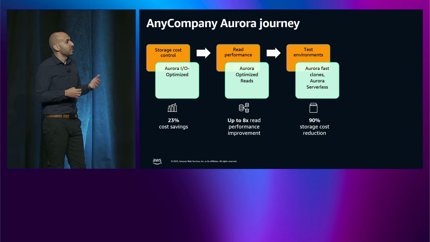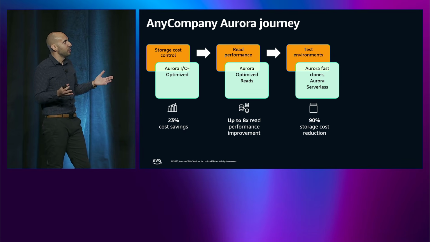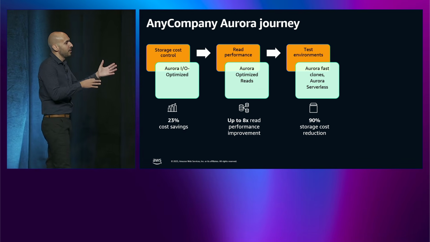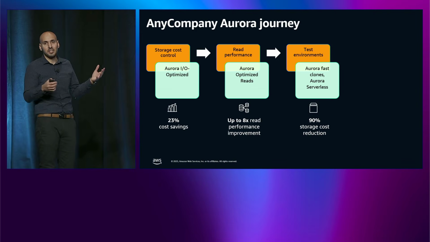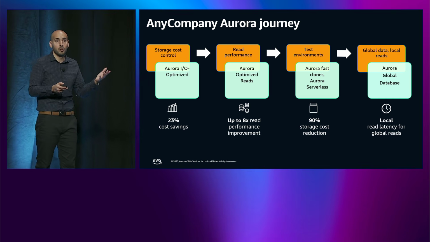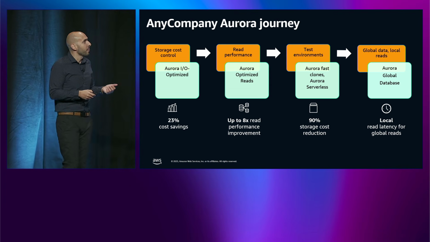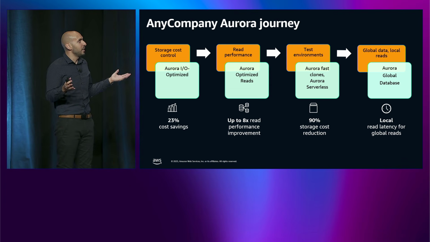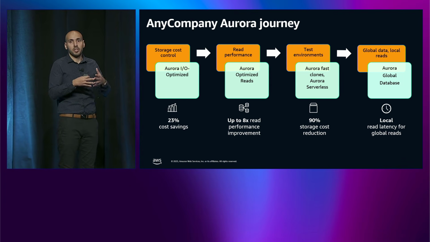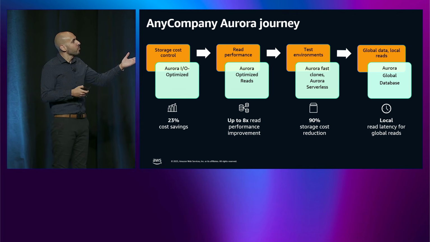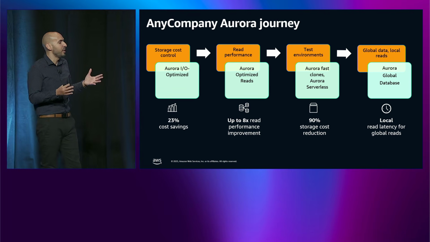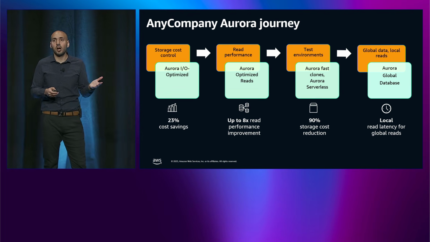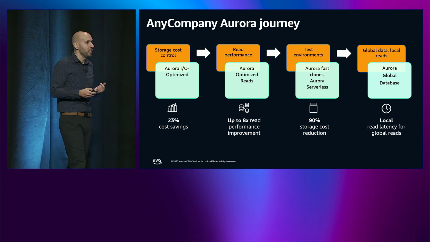We had the issue of exploding cost of test environments. By using the combination of fast clones and Aurora Serverless, we managed to reduce storage costs by 90% and also save a significant amount of money on compute by using Aurora Serverless. And with the issue of global data and customers that are working globally in any company, now with Global Database, we managed to achieve local fast reads with millisecond latencies for global reads. And as a bonus, we also got DR with a 1 second RPO.